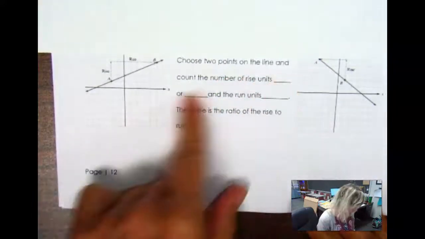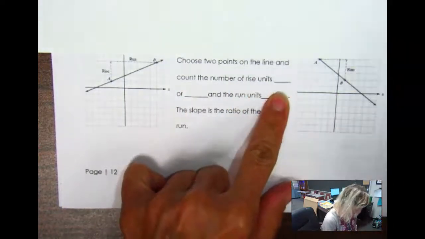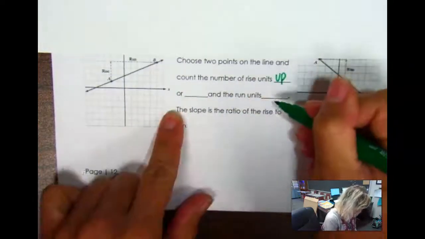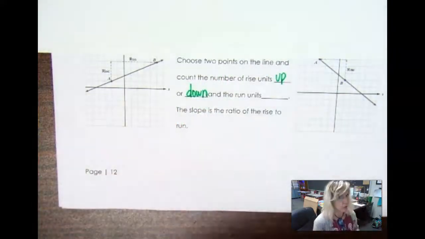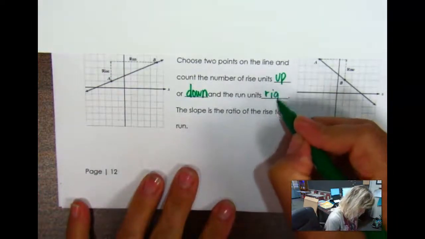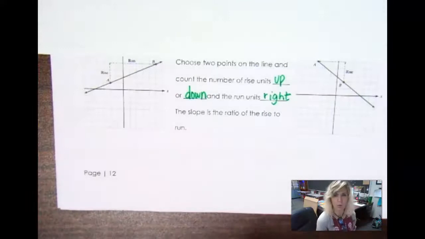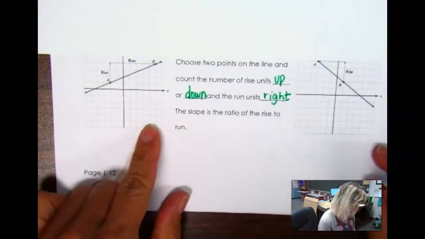Choose 2 points on a line and count the number of rise units, which is up and down, and the run units. You always go to the right on this, so to the right-hand side of the graph. The slope is the ratio of the rise to the run.